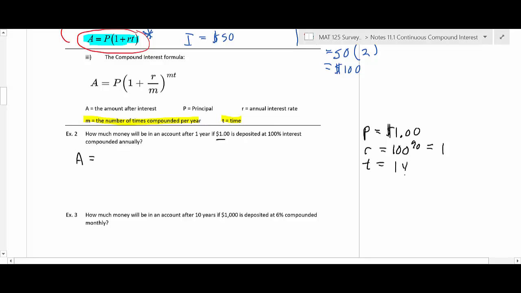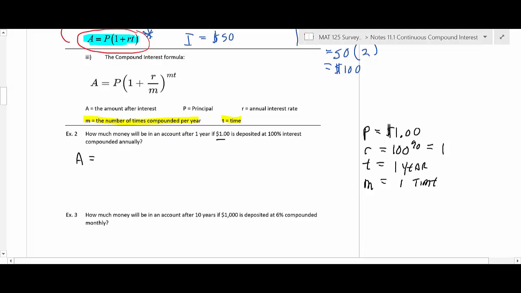That's what the problem says. And then it says we're doing this annually. So in your formula, M is how many times you do interest in a year. So annually just means 1 time. Okay, that means every year. If it was monthly, it'd be 12. Okay. So let's plug into the formula and let's see what we get then.